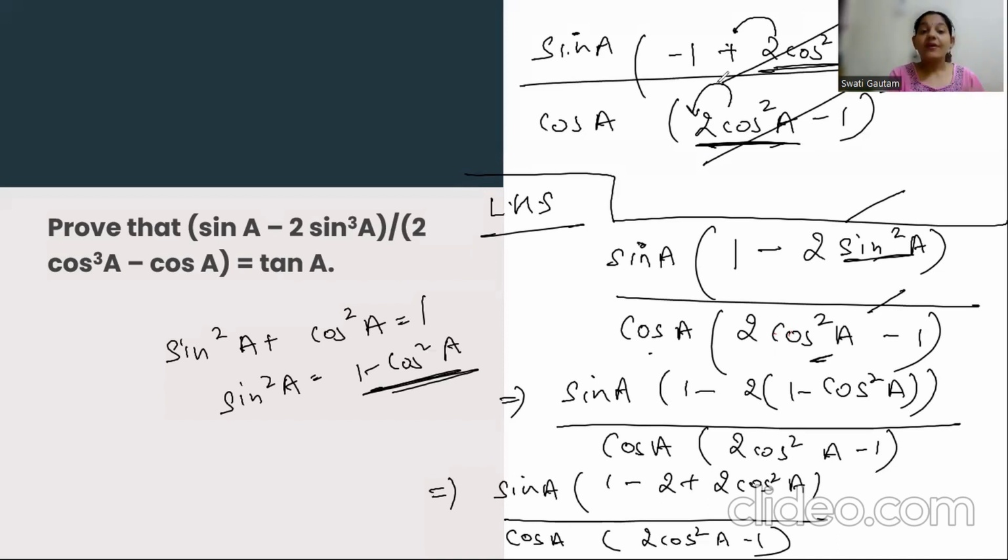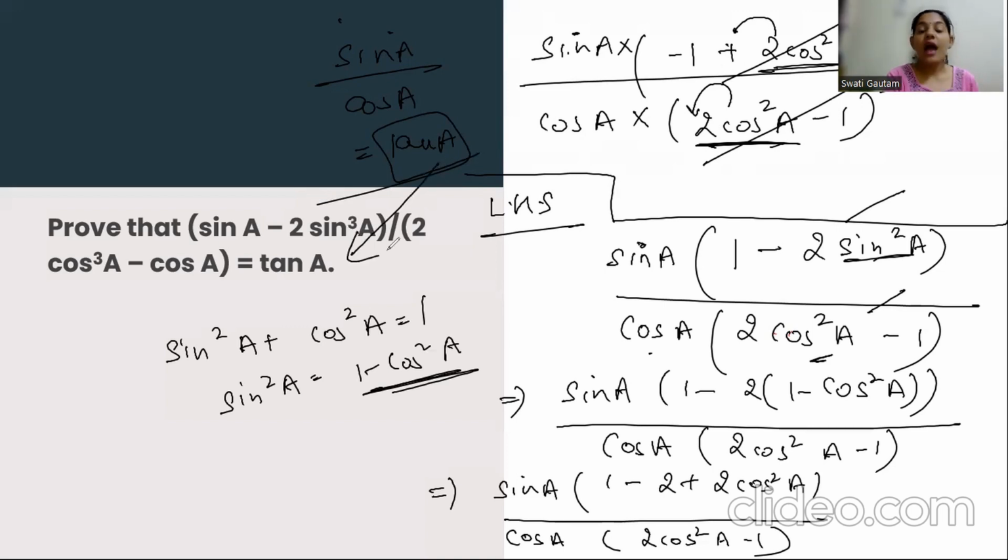One more thing, very, very important. Why I am cancelling them? Because this bracket, the bracket in the numerator is in multiplication with the sine A, and bracket in the denominator is in multiplication with the cos A. So when we have the terms in multiplication, we will cancel out numerator and denominator very easily when they are same. So what is left here is only sine A by cos A, which is equals to tan A. Okay, and which is equals to right hand side. So we have proved this.